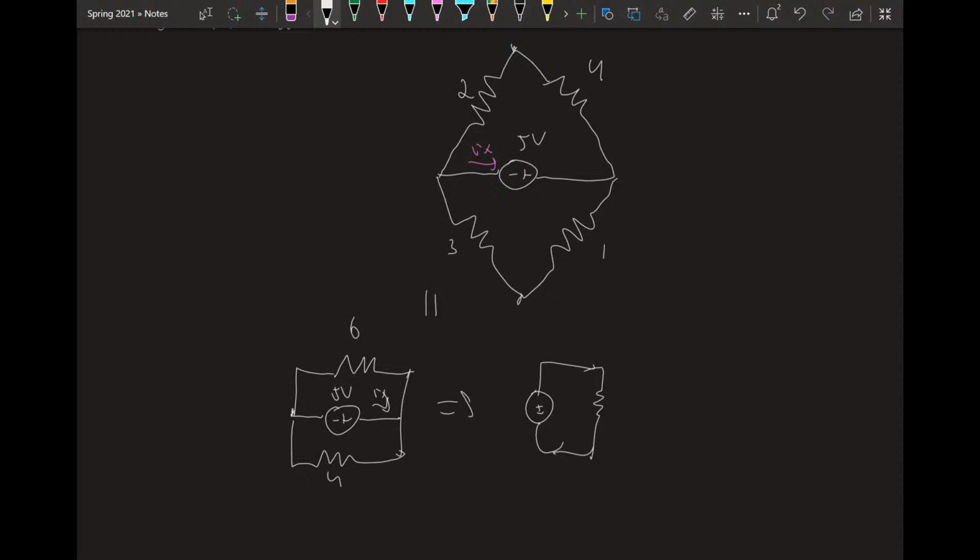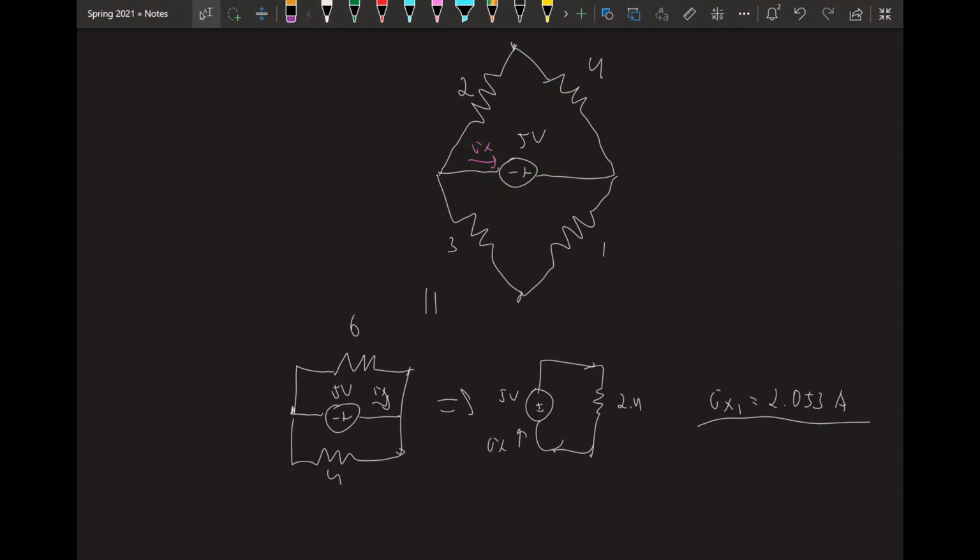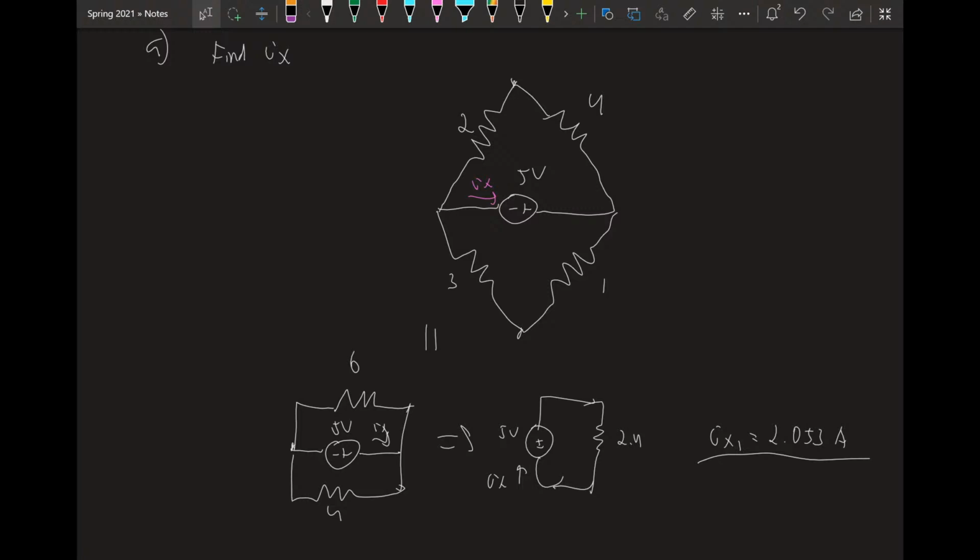Now we can use Ohm's law, and we can find Ix1 as equal to 2.053 amps. So we found half the solution, right? We found Ix1. But now we need to find the same thing, but with the voltage source deactivated. So let's deactivate the voltage source and then redraw the circuit. So I'm going to put the current source back. And this time I'm going to get rid of the voltage source. And remember, the voltage source turned into a wire like this.